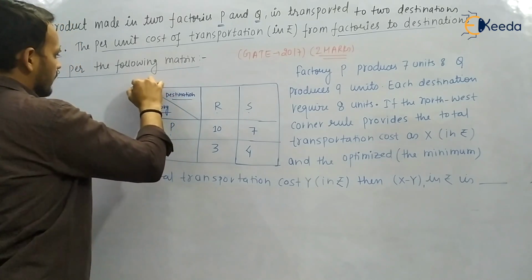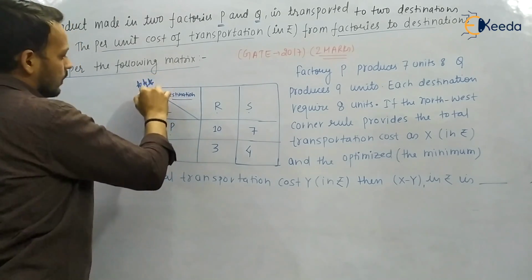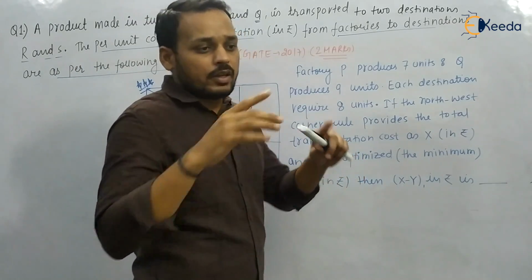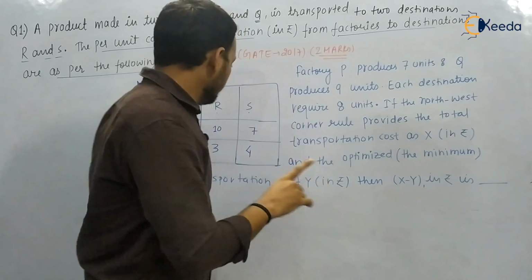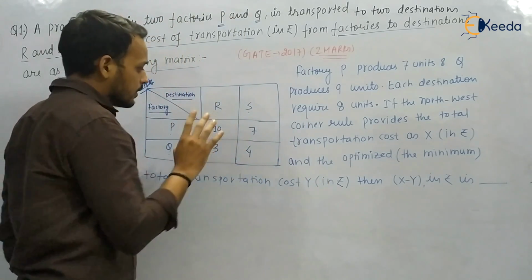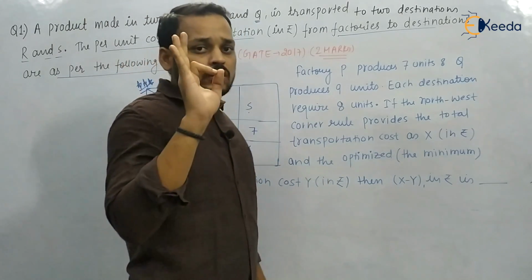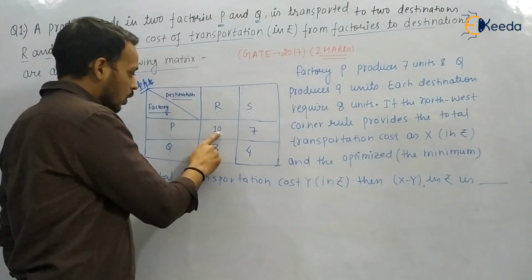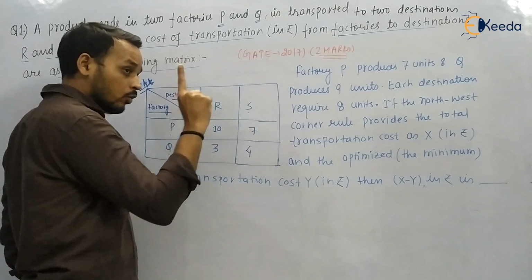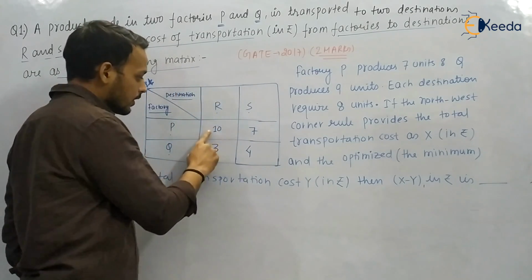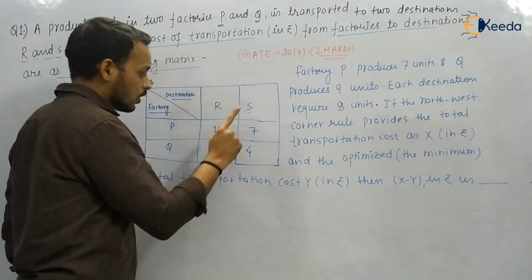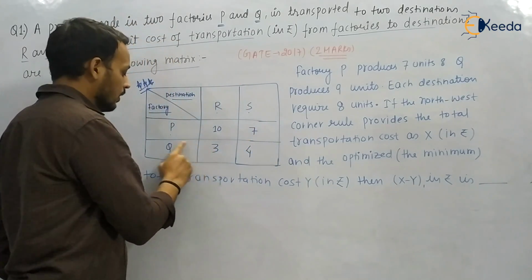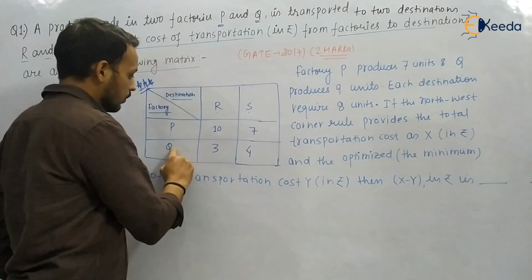So a cost cell matrix has been given. We have already seen that in the transportation method or assignment method, a cost cell matrix will be given and the numbers written inside represent the cost per unit. So this 10 represents the cost of bringing one item from factory P to destination R. This 7 represents the cost from P to S, and similarly 3 from Q to R, and this 4 from Q to S.